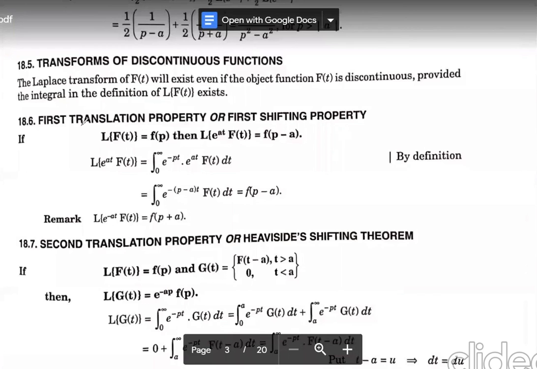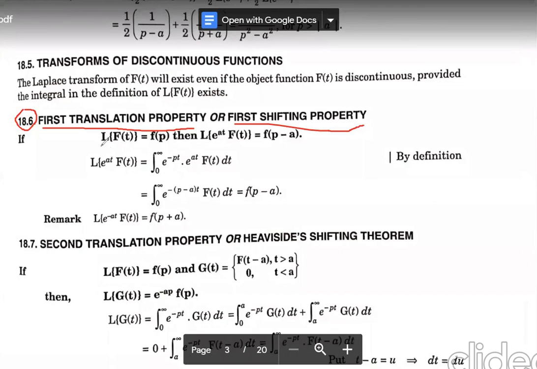So today we'll learn different kinds of properties of Laplace transform. The first one is the first translation property, or it is also called first shifting property. Okay, the first property is your first translation property or first shifting property. So in this property, what do we learn?